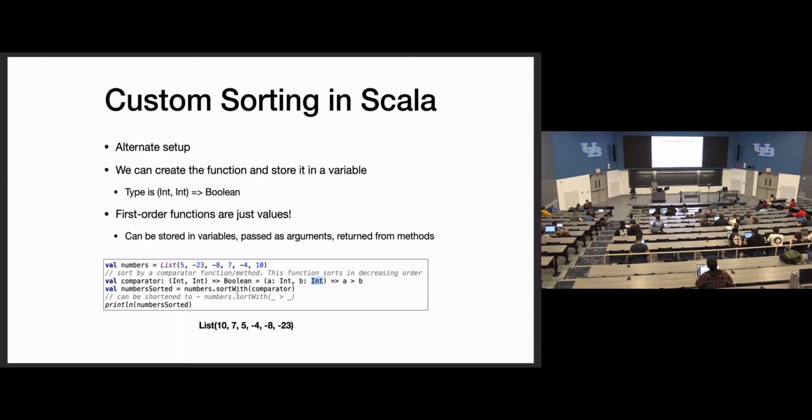So first order functions are values, and the value is a Boolean. The value is the entire function. And then that function returns a Boolean in this case. But the type of the function is this entire type, of type function that takes 2 ints and a Boolean in this case. So any method that takes a function that takes 2 ints and returns a Boolean, I can use this as an argument for that method.